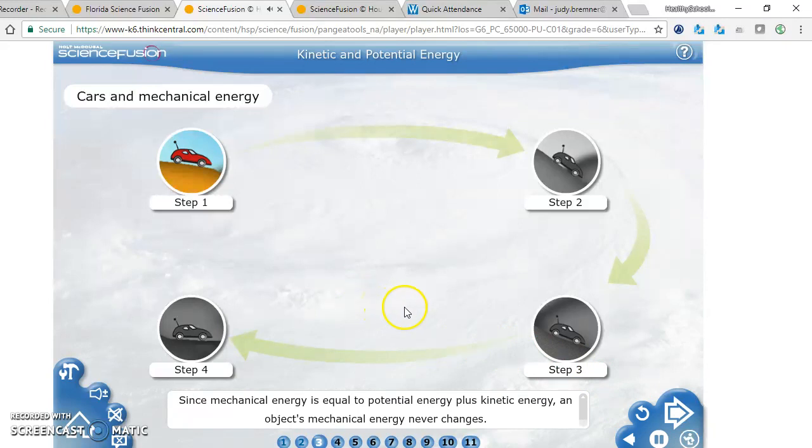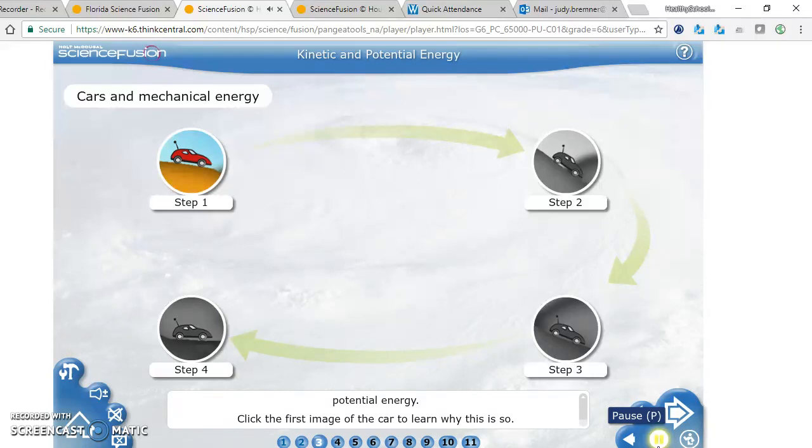Since mechanical energy is equal to potential energy plus kinetic energy, an object's mechanical energy never changes. Mechanical energy isn't gained or lost. It simply changes between kinetic and potential energy. Click on the image of the car to learn why this is so.